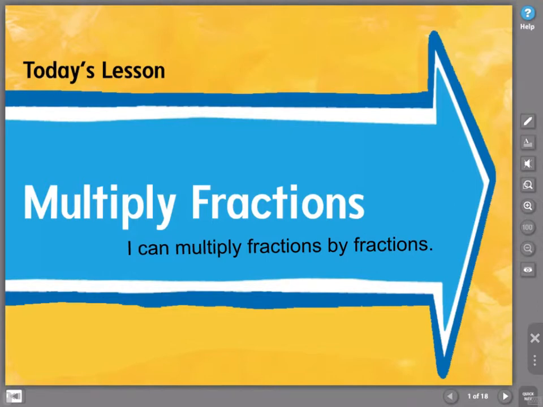Hello, my fabulous fifth graders. Today's lesson is on multiplying fractions. And our I can statement is, I can multiply fractions by fractions.